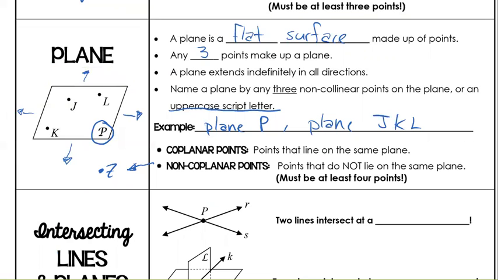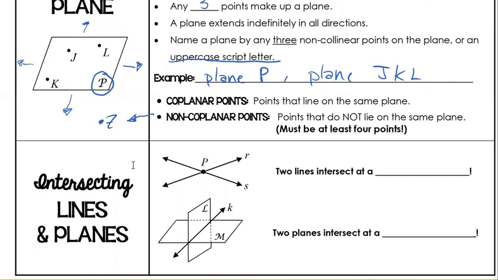Now, intersecting lines. Two lines intersect at, drum roll please, a point. This is what happens when you intersect two lines. Now, two planes intersect at a line.